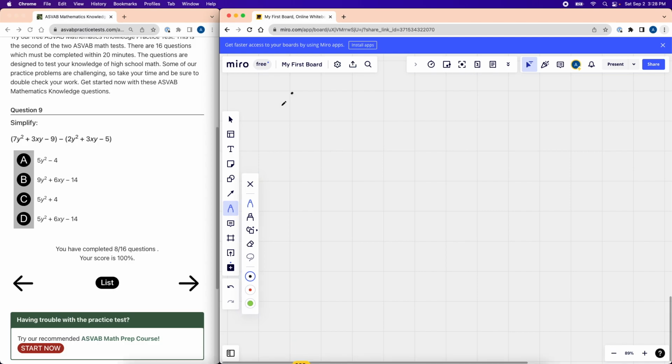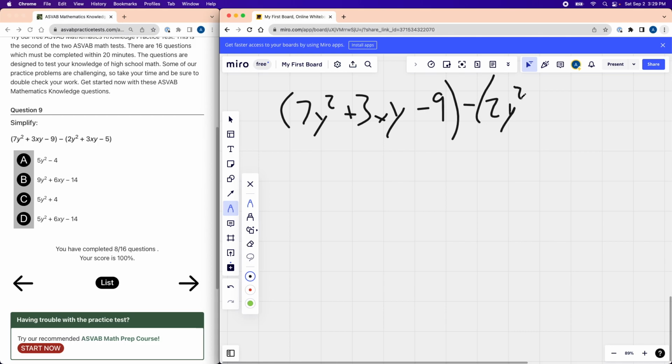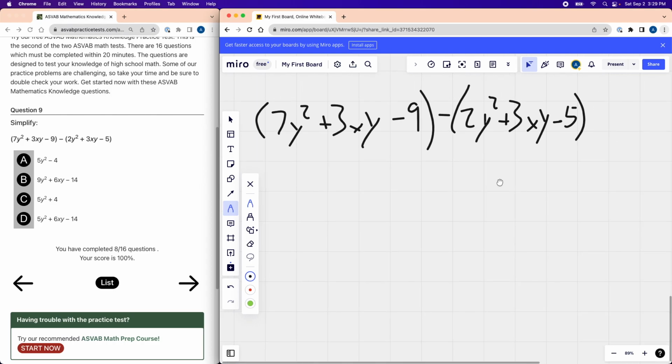All right, we are given here 7y squared plus 3xy minus 9. That was a little bit sloppy there, let's try and clean that up. And then we are going to subtract that by 2y squared plus 3xy minus 5. All right. And now we want to simplify this, try and get this in as small terms as possible.